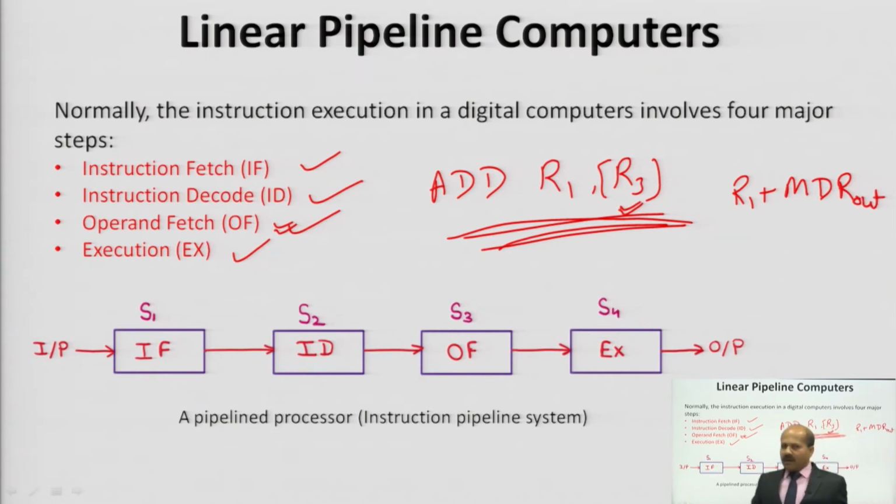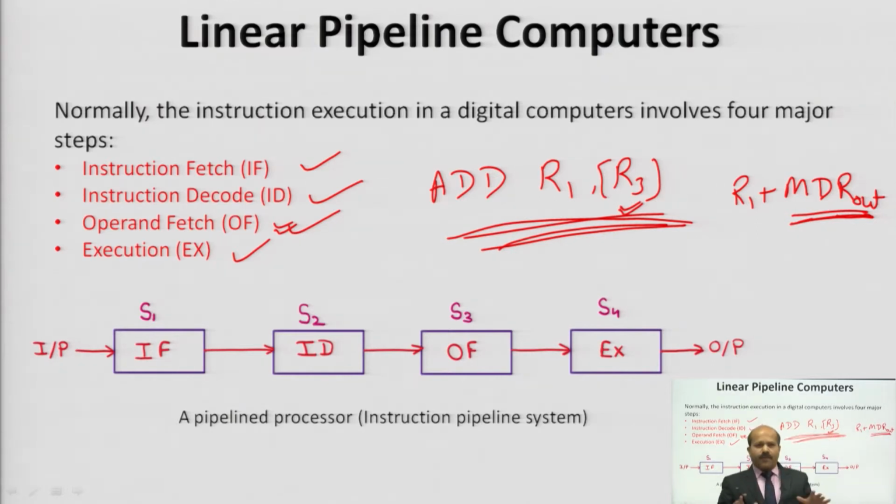Why MDR? Because the second operand we have fetched from main memory is available with MDR. So, in the ALU the add operation will be performed. The execution means addition of two operands, which is performed in the ALU. So, this way the instruction will be executed.